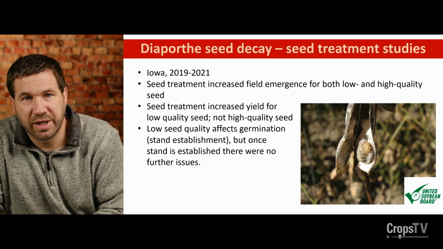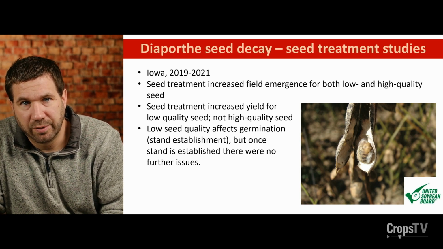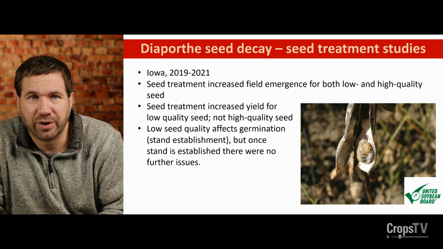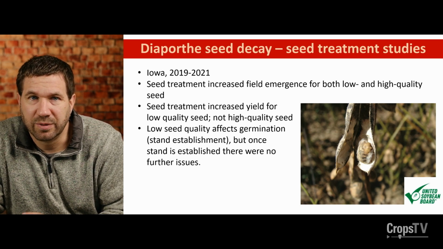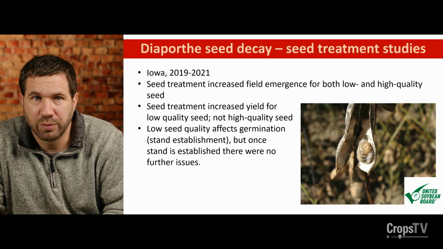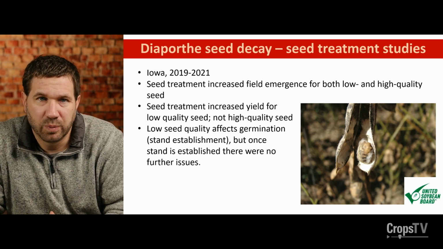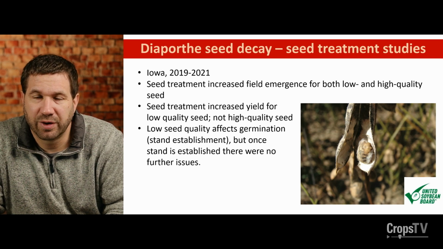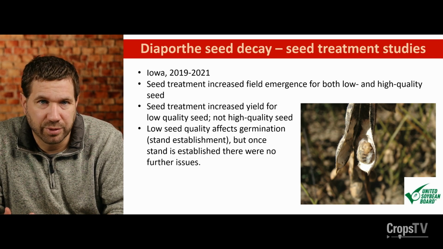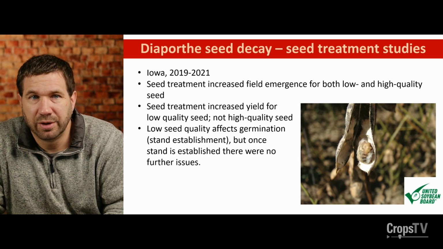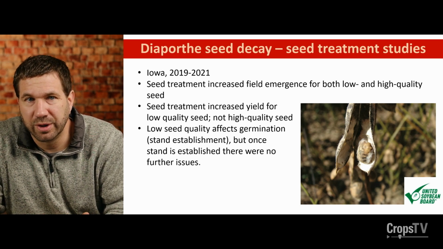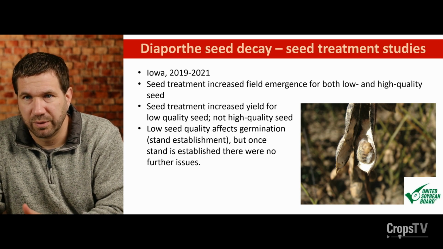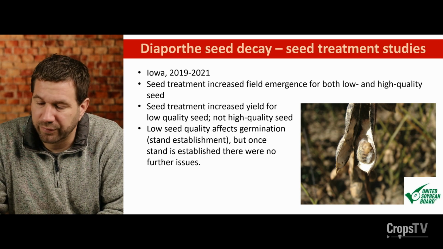So the stand establishment we artificially made the same. And then what we found was that low quality seed did affect germination, but once you had that stand established, we didn't see any differences between the low quality or the high quality seeds as far as vigor, canopy closure, and ultimately yield. There didn't appear to be any further ongoing issues from that low quality seed. It was just affecting germination, and then after that there was no effect.